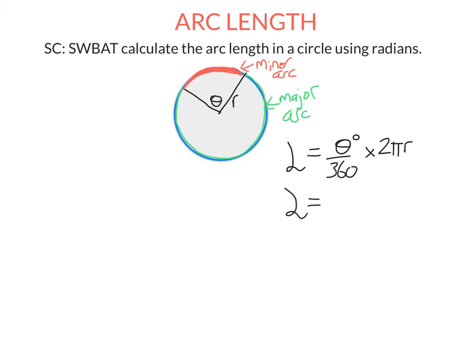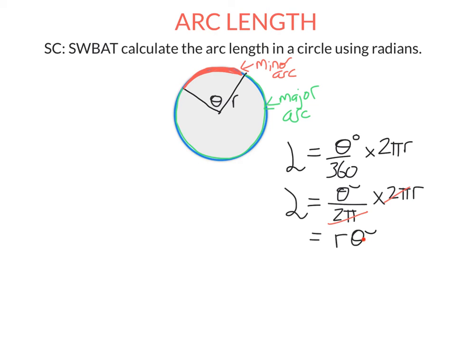So if it was in radians, we're going to follow the same process. We're going to take our angle, but instead of 360, a full circle isn't 360 radians, it's 2 pi radians. So it would be the angle in radians over 2 pi. That tells you what fraction of a circle we have, and then we times that by 2 pi r. So, of course, we can now cancel out the 2 pi's, and what you're left with is r, radius, times theta, where theta is in radians.